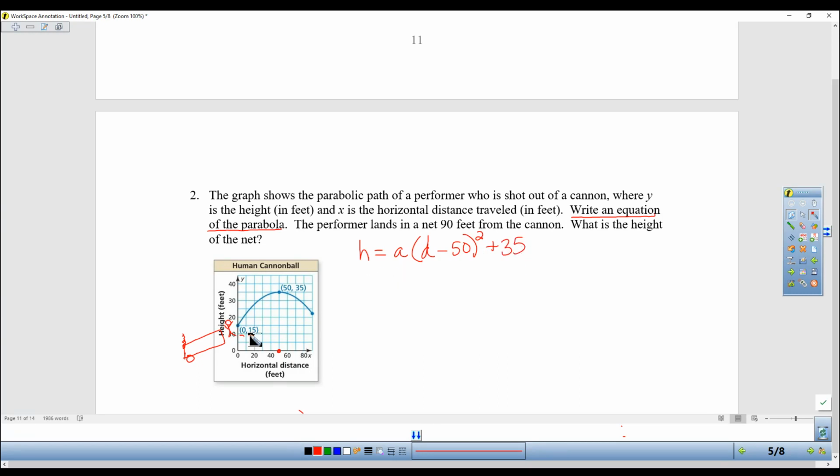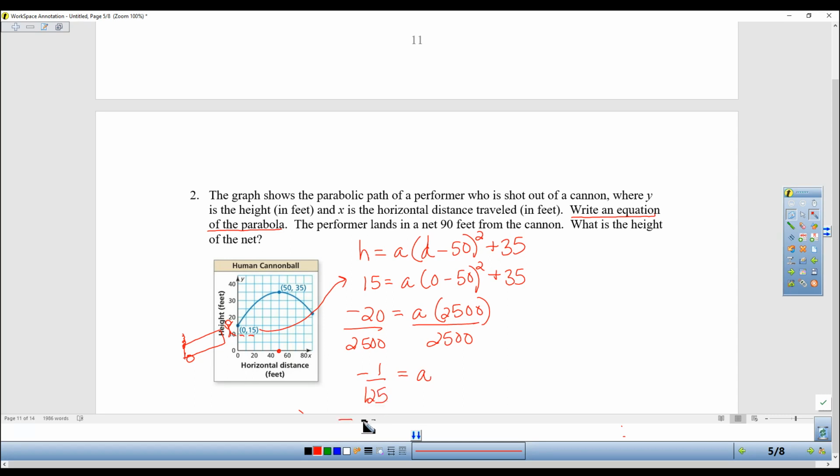I need an actual point to find a, but I have one. I know that he was already 15 feet high when he was 0 feet away from the cannon, and he was just popping out. So 15 equals a times (0 minus 50) squared plus 35. I'm going to subtract 35 first so I don't accidentally put it with that square and that a. It doesn't belong there. And then this is going to be a times 50 squared, which is 2,500, divided by 2,500. And I get a is equal to, you can either say negative 1 over 125, or you can say negative 0.008. I'll take either one. So his height is negative 1 over 125 times his distance away minus 50 squared plus 35.